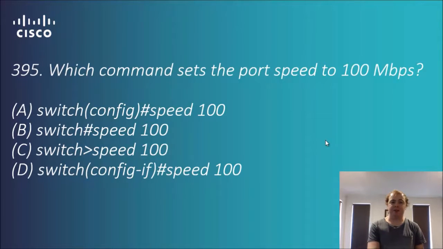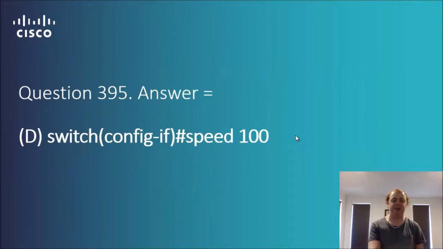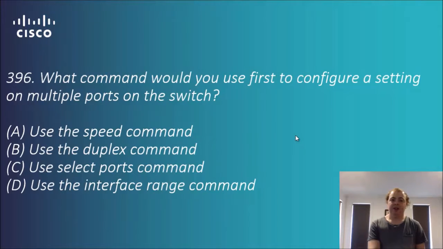395, which command sets the port speeds to 100 megabits per second? So we've got global config mode, speed 100, speed 100, speed 100, speed 100. As you would imagine, you'd need to be in an interface to set the port speed. So that rules out global config mode. I keep forgetting what these two modes are, so I've got basic configuration mode. But yeah, you have to be in an interface to do that. So the answer is D, speed 100.